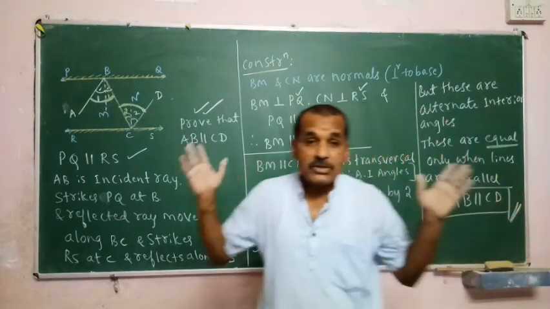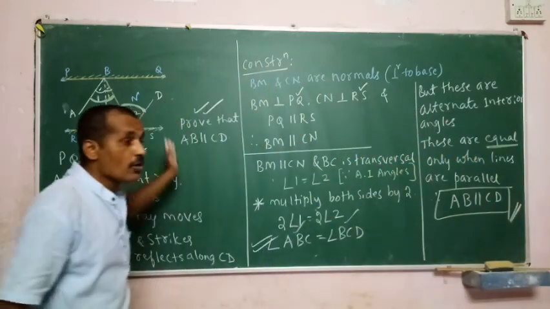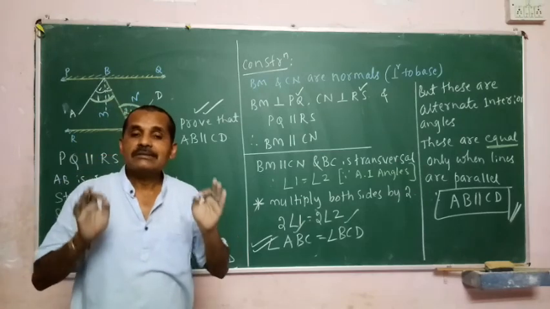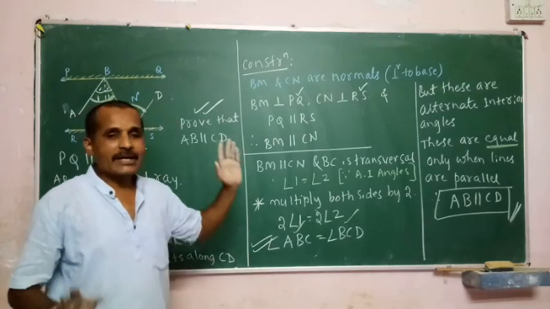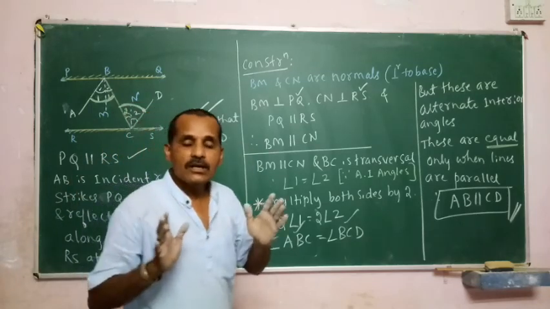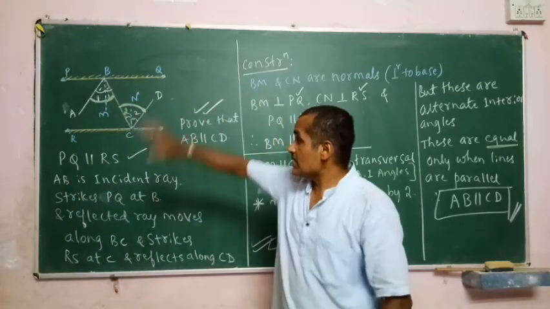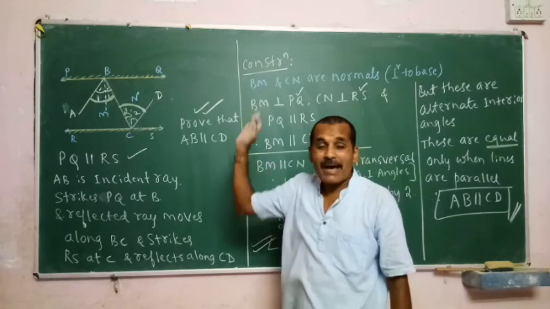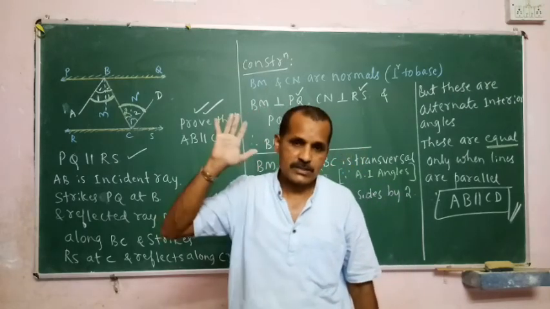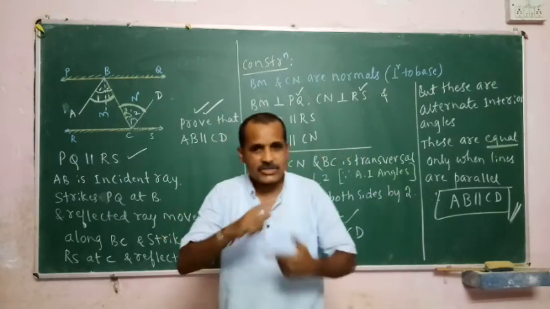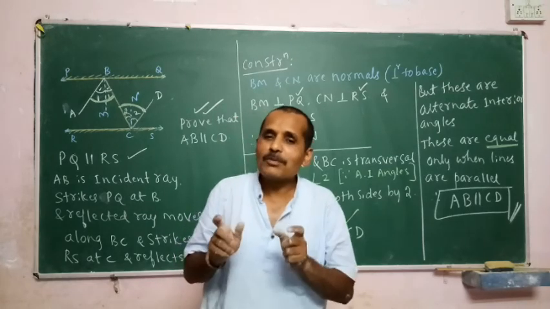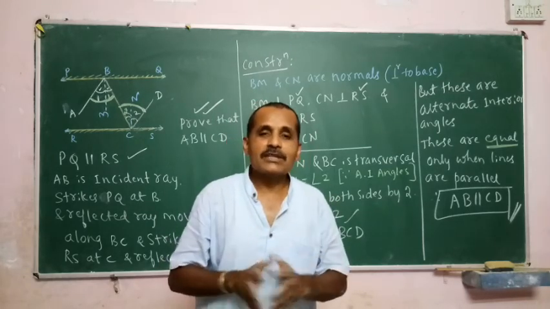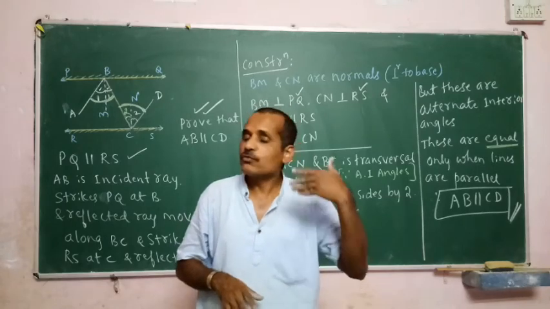But children, this is how the problem is to be solved, with proper steps and proper reasons. Then you can get full marks in the examination. Okay, this is all about parallel lines and the transversal. My children, in the next video we are going to start one more part, that is, the sum of the three angles of a triangle is equal to 180 degrees.